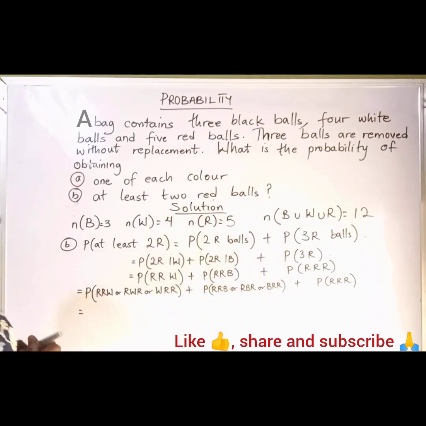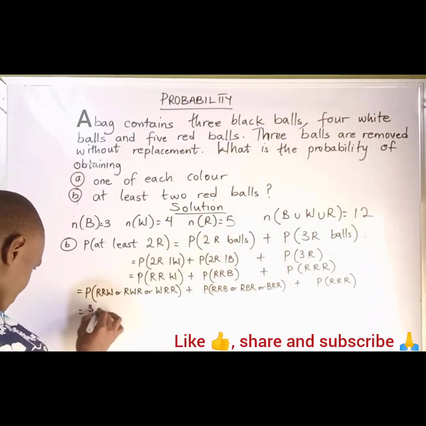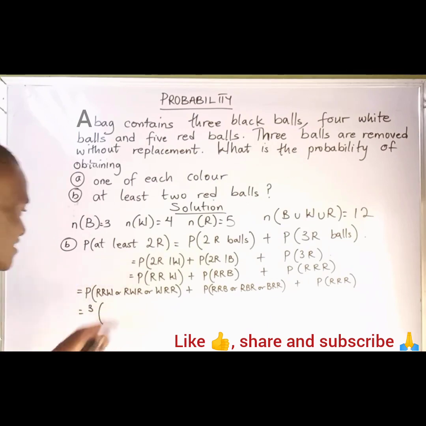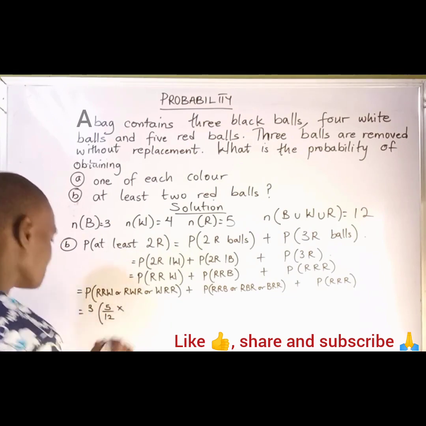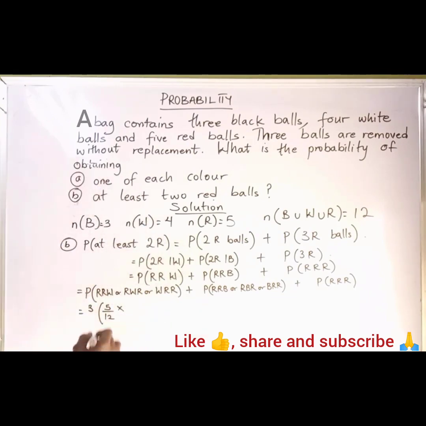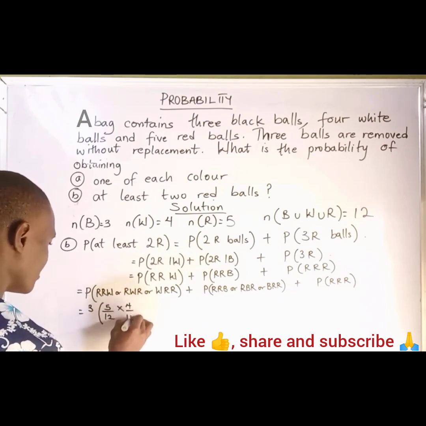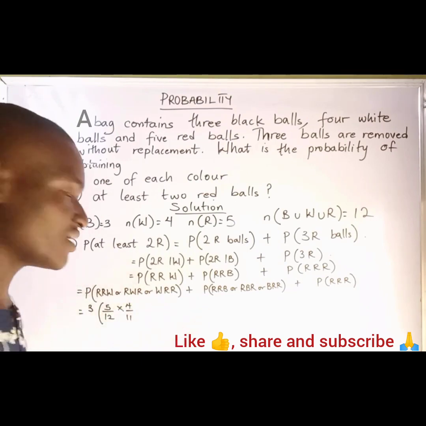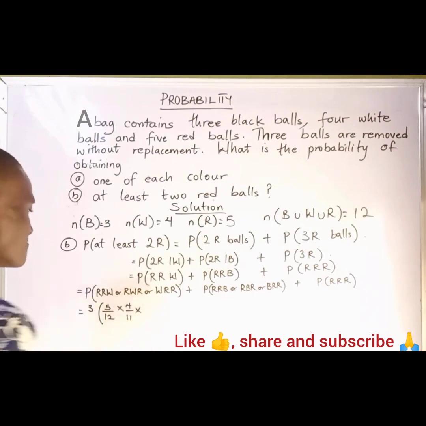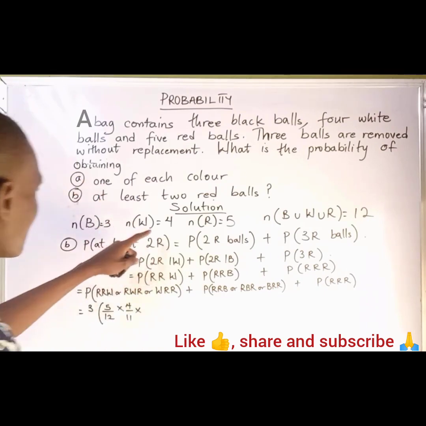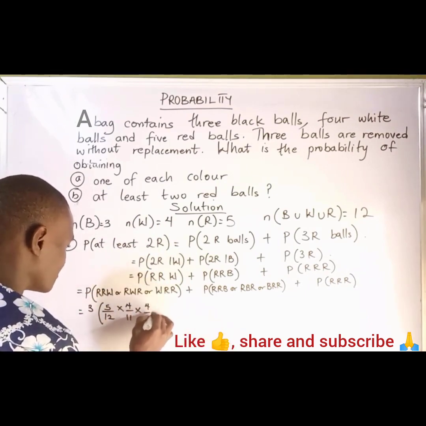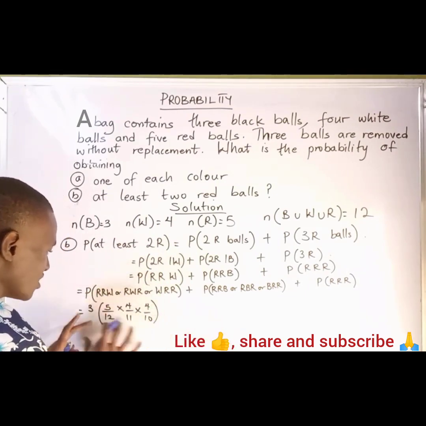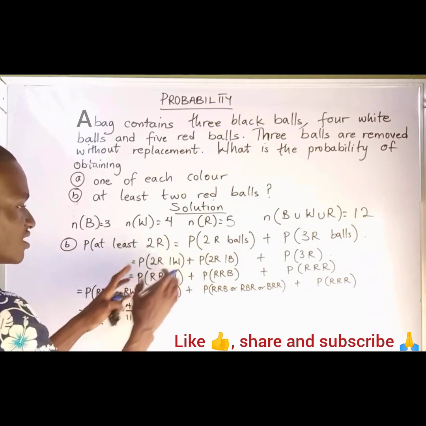So we can say I have 3 ways this can be done, multiplied by what is the probability of picking 1 red? That is going to be 5/12. Multiplied by picking another red again will be 4/11 because the balls have decreased by 1. Then multiplied by picking 1 white. How many whites are there? We've not picked any whites before. That is going to be 4/10. This probability you are seeing is the probability of picking 2 red and 1 white.